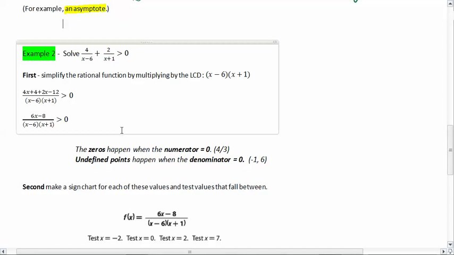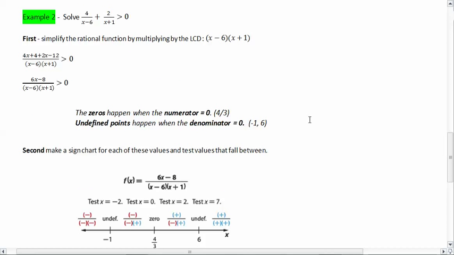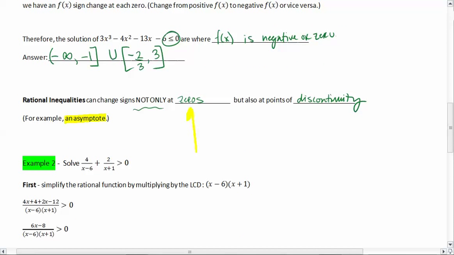The very first step is to simplify the rational function by multiplying by the least common denominator. In this case, we're going to multiply all our terms by x minus 6 times x plus 1. We end up with 4x plus 4 plus 2x minus 12, all over x minus 6 times x plus 1 is greater than 0, and we can simplify that numerator to just 6x minus 8.